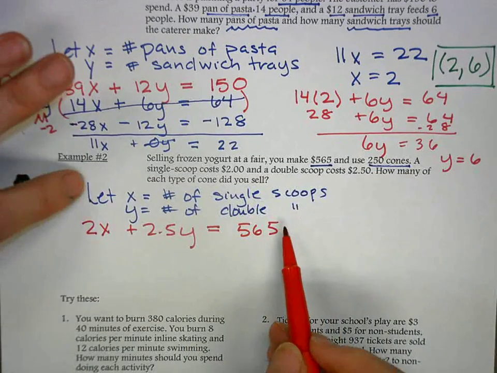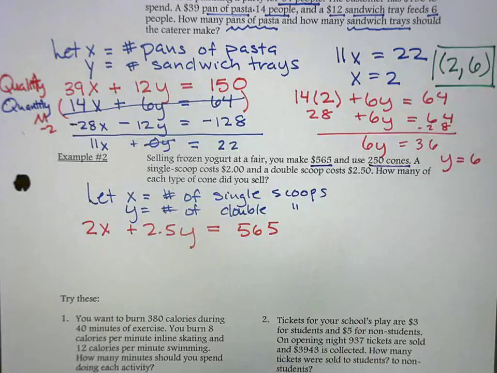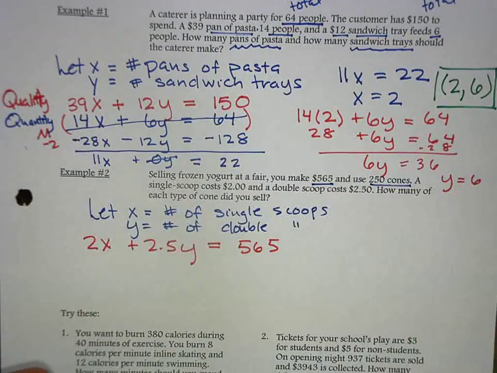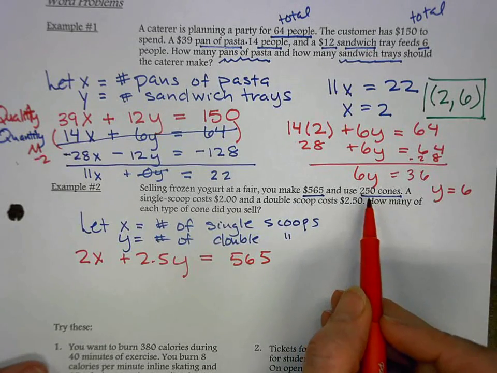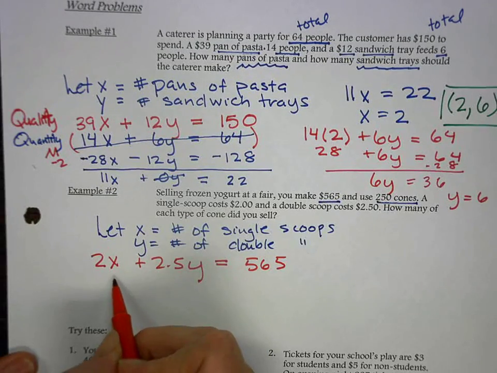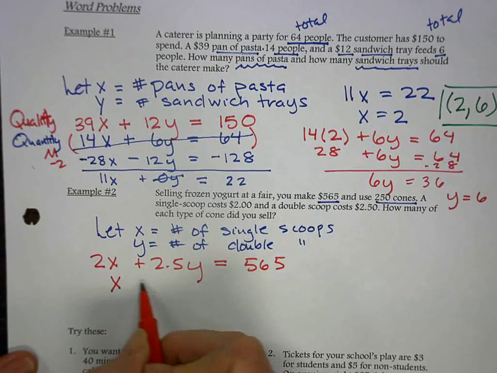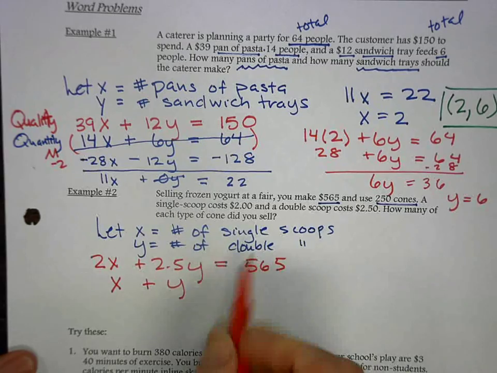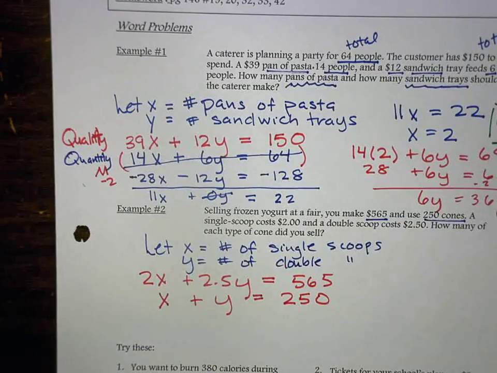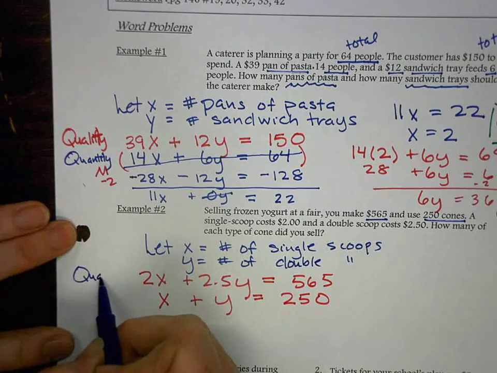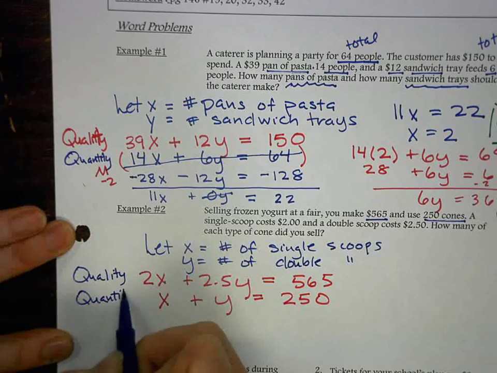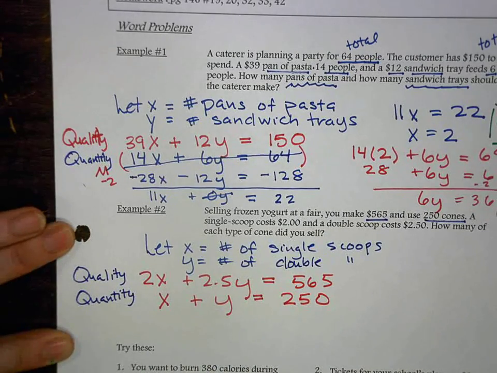We want that, but we also want how many of each type. Now this is a little bit trickier because they don't talk anything about the numbers like they did up here. But you want to sell a total of 250 cones. So you say, okay, well, number of single cones plus the number of double cones equals a total of 250 cones. This is a quantity equation. Sometimes it doesn't always work this way, but it often does.